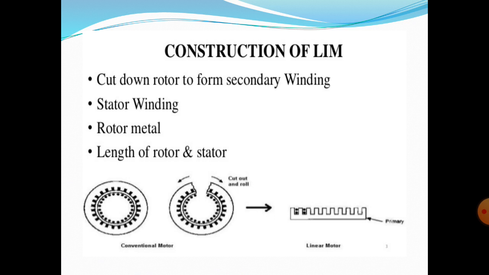And next is construction of the linear induction motor. Every motor has two important parts, stator and rotor. In this, the stator winding is in normal slots and the rotor is a metal plate. Next, consider the length of the rotor and stator coils. Then cut down the rotor to form the secondary winding. These are the main constructions of linear induction motors.